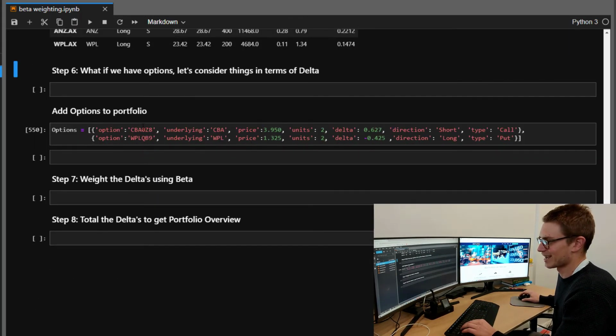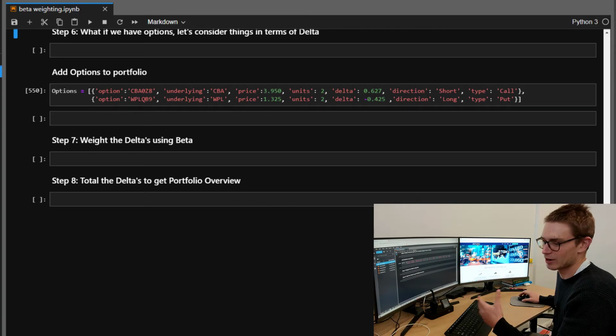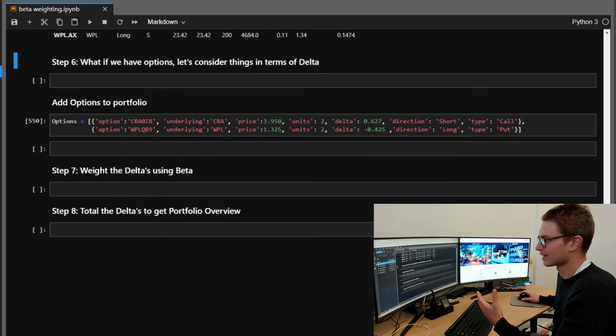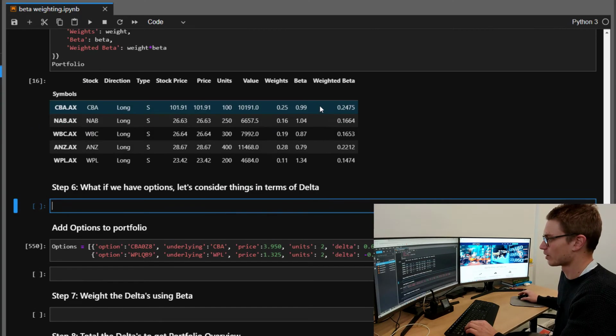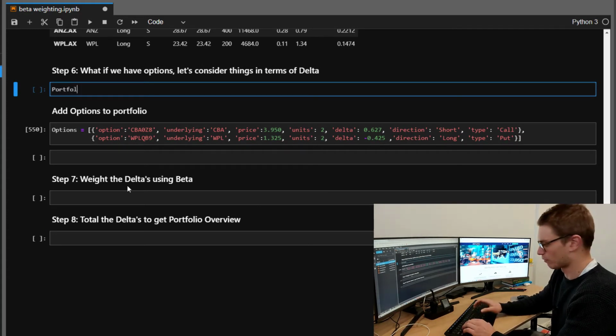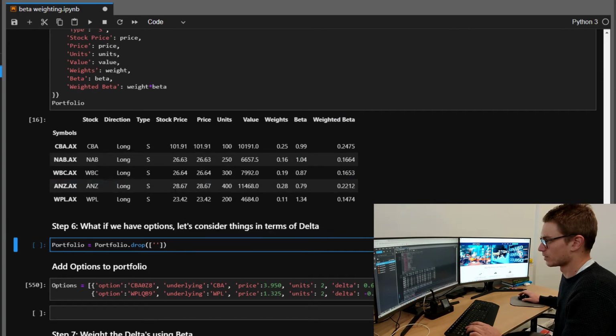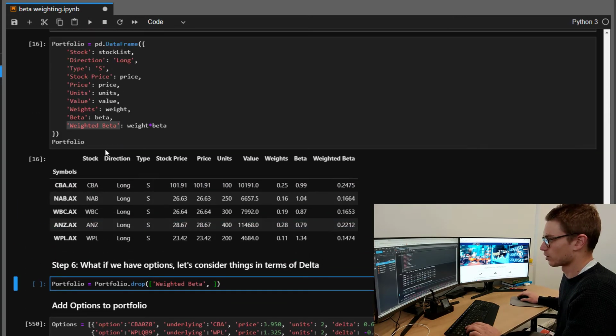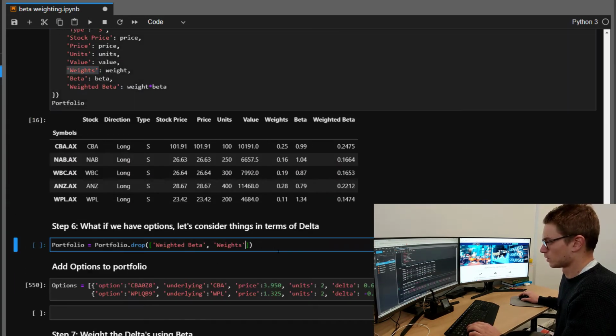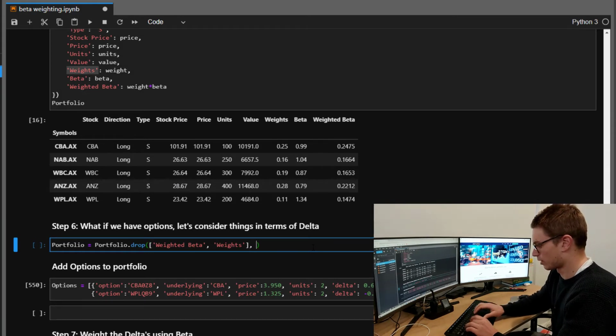So let's just get into it, and I think you'll see what I'm talking about here when I start adding these options contracts into this portfolio. So to consider options, we're going to get rid of the weighted beta and the weights column. We no longer need that. So the way we can do that is we can go portfolio equals portfolio dot drop, and we're going to index the columns we don't want. So we don't want this weighted beta, and we definitely don't want the weights. Cool. And we're going to drop on axis equal to 1.